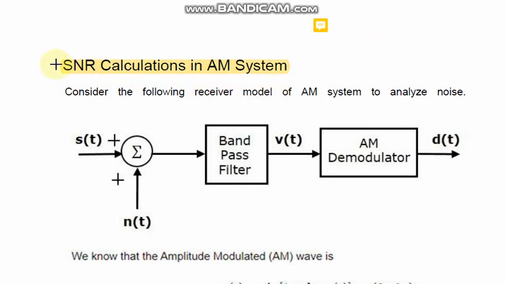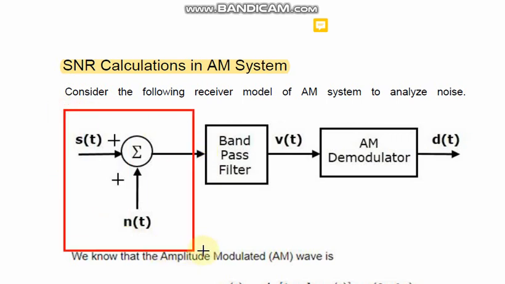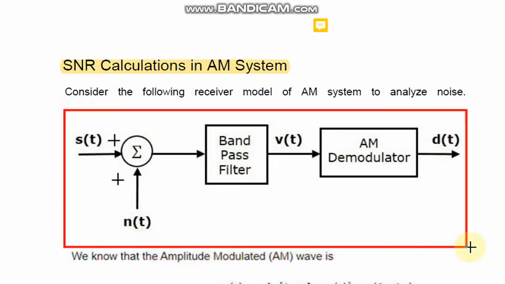This is the video lecture for the calculation of signal to noise ratio in AM receiver system. Now, this is the diagram, mathematical model of AM system to analyze noise. We have to do SNR calculation at the input stage as well as at the output stage.